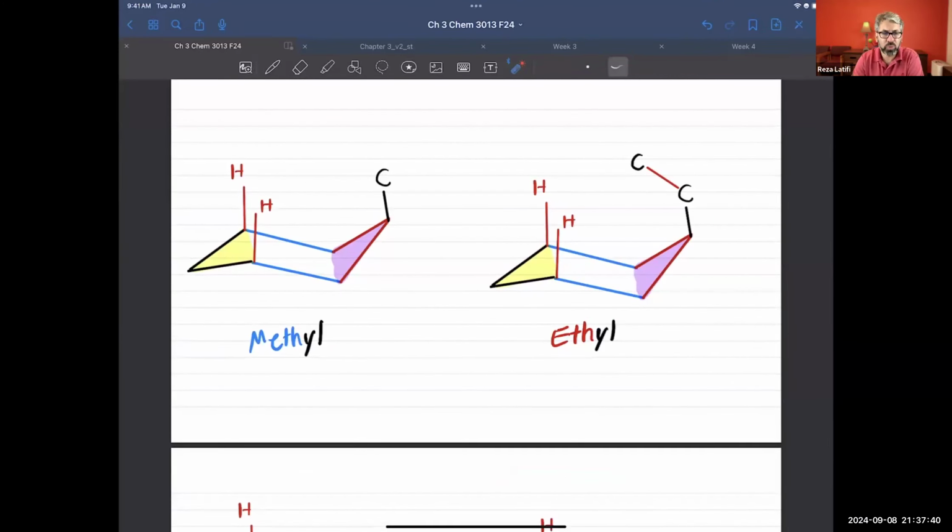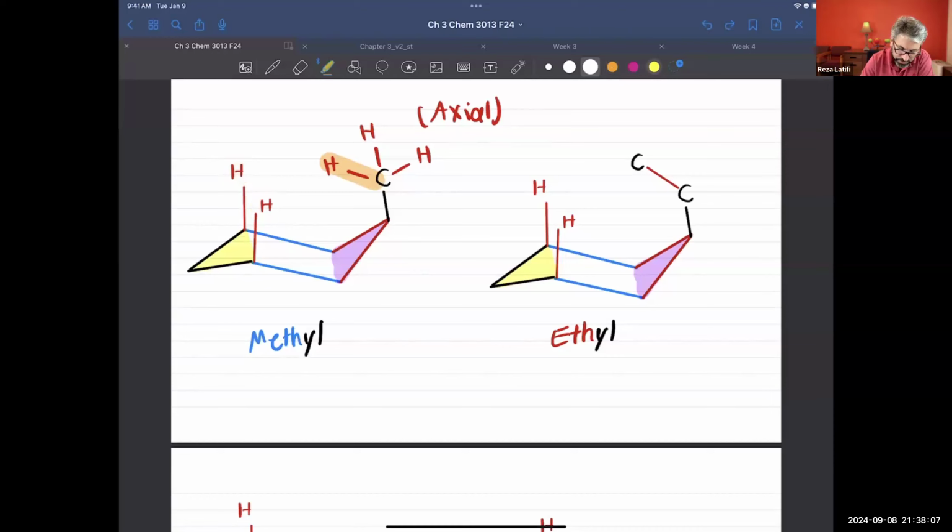Why is ethyl bulkier than methyl? Let's show the methyl. If I put the methyl in an axial position, on purpose, this hydrogen atom is going to sense those two hydrogens, and it will have 1,3 diaxial strain with them.